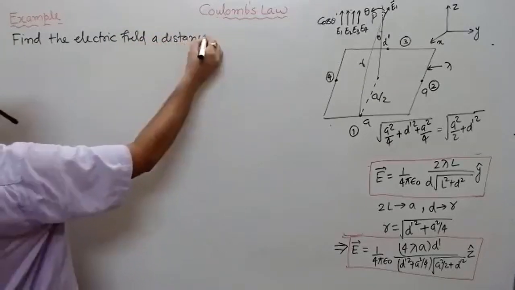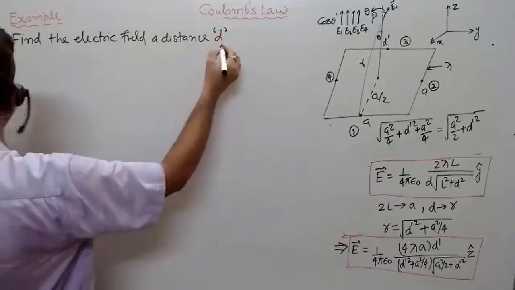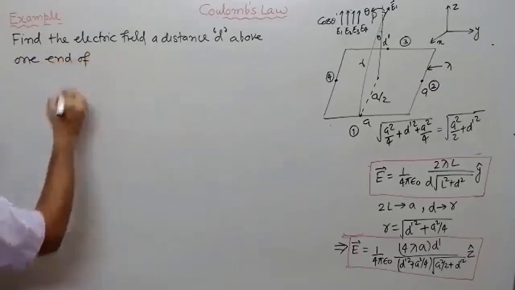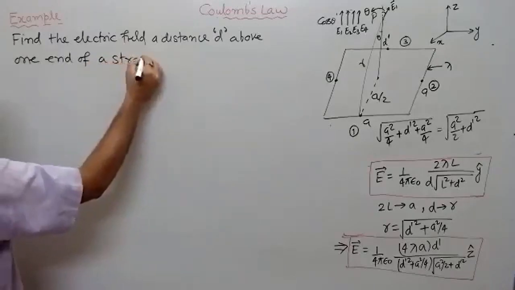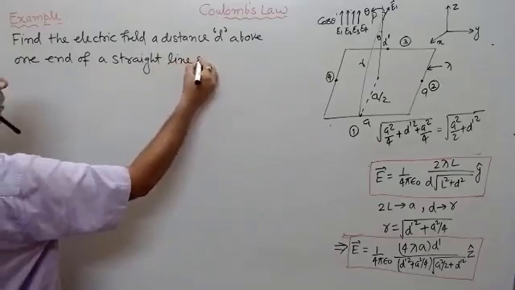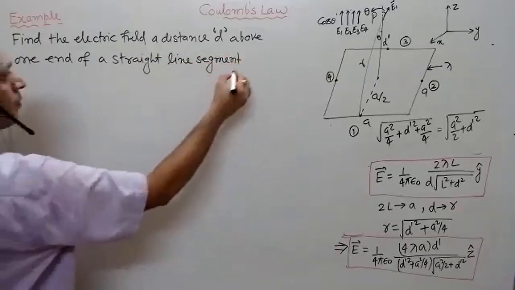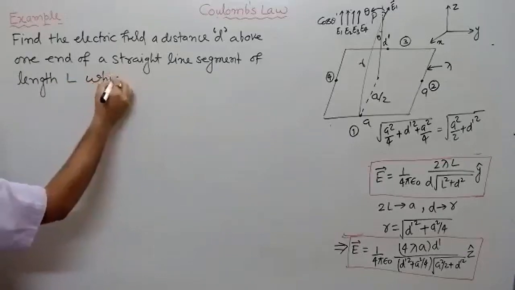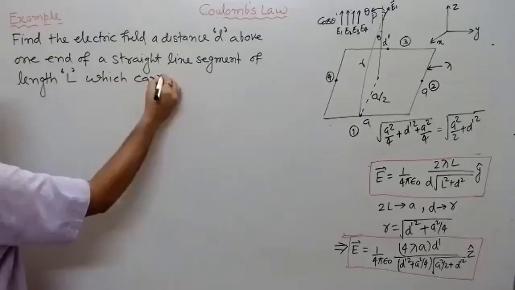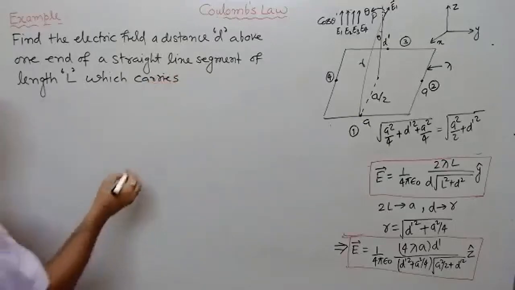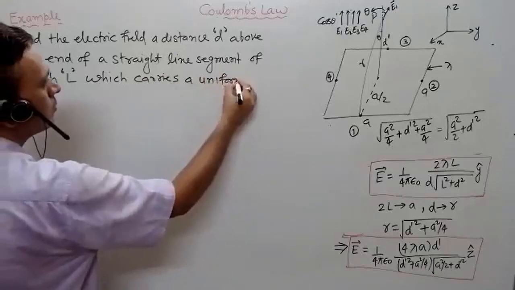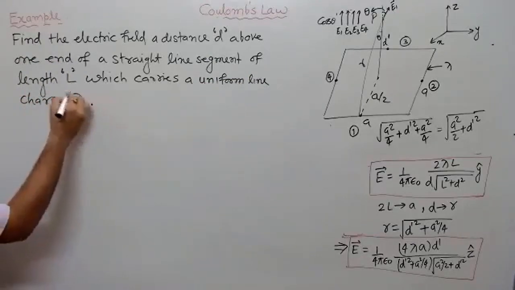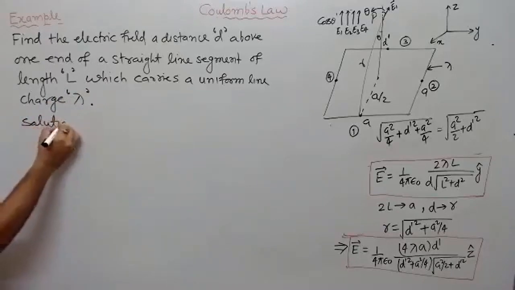Find the electric field a distance small d above one end of a straight line segment of length L, which carries a uniform line charge lambda. So you can easily find in this case also.